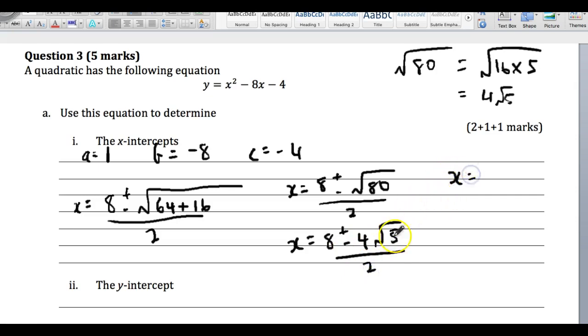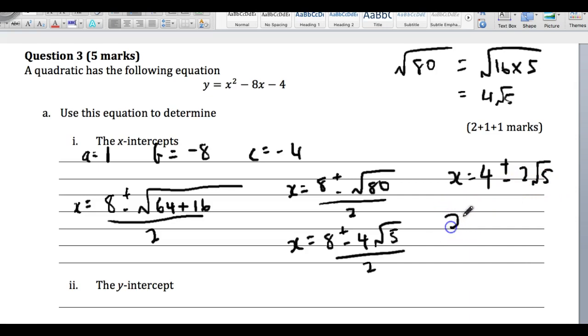Okay, so now I'm just going to separate. Well, I can divide everything through by 2. So we have 4 plus or minus 2 root 5. Now, square root of 5, this is where it's not probably nice, is approximately just over 2. I know the square root of 4 is 2, so the square root of 5 is going to be just above 2.